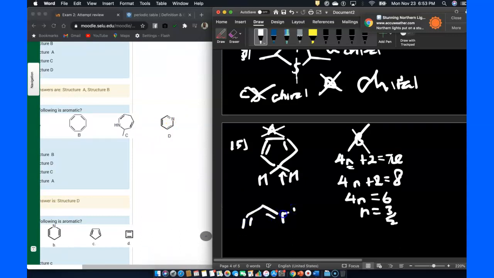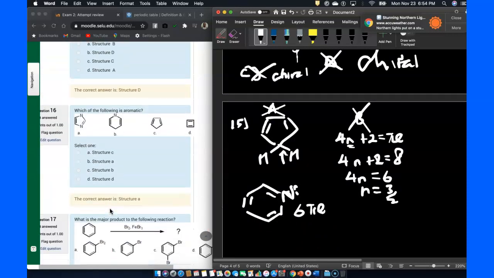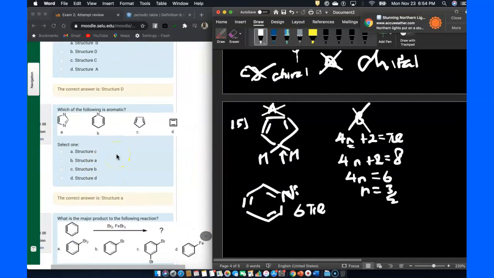I won't spend much time on this because I already explained what you need to be looking for. This is aromatic because it has 6 pi electrons. You don't count this lone pair because the nitrogen is already bonded to a double bond. I told you that. It's conjugated, it's cyclic, it's planar. The nitrogen is sp2, the carbons are sp2. It passes everything. So the answer is D. D is aromatic.